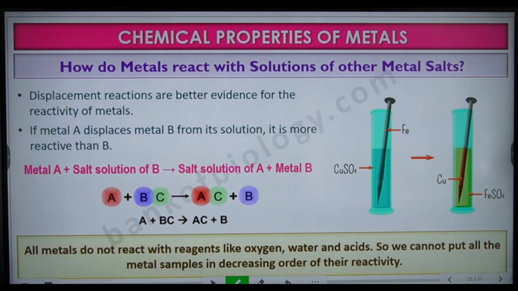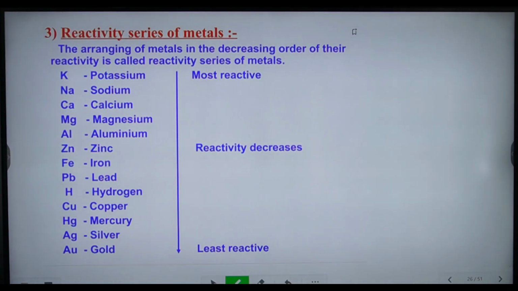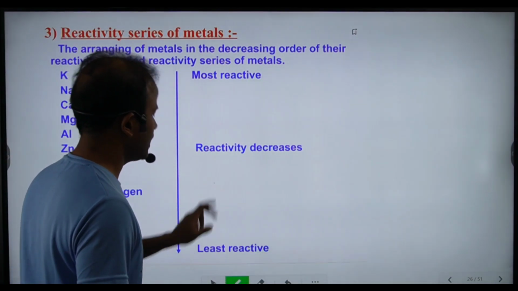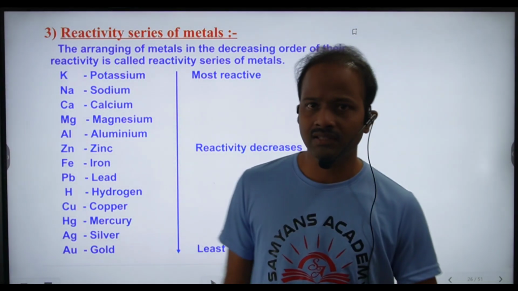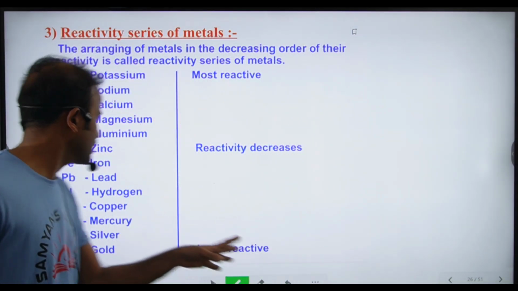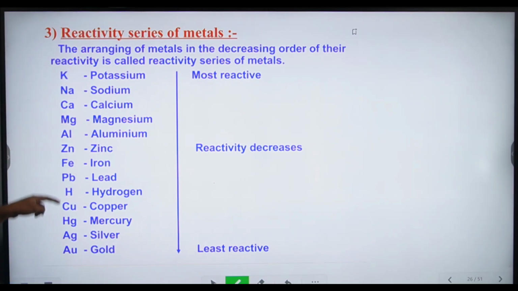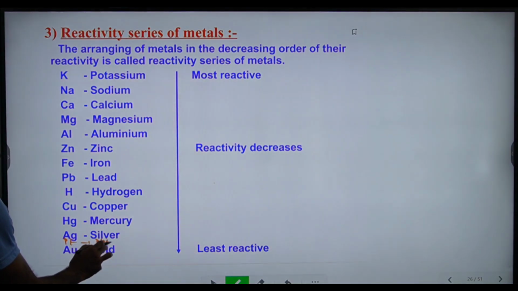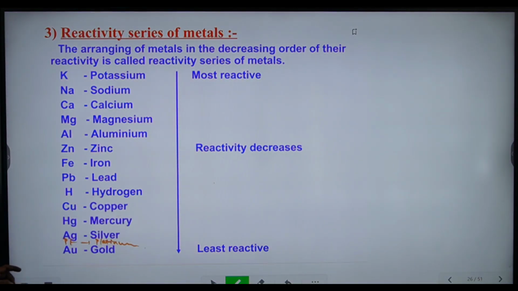All metals do not react with reagents like oxygen, water and acids, so we cannot put all the metal samples in the decreasing order of their reactivity. Now in the case of the reactivity series, I will give one code to remember this, right? So you remember the reactivity series in this way: पोसो का मा जिल H chop, right? Chop means platinum, or H chop. Platinum will come here, so they have not given platinum here, but it is not required also.